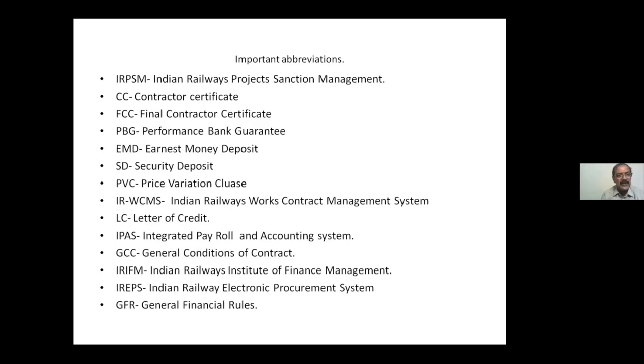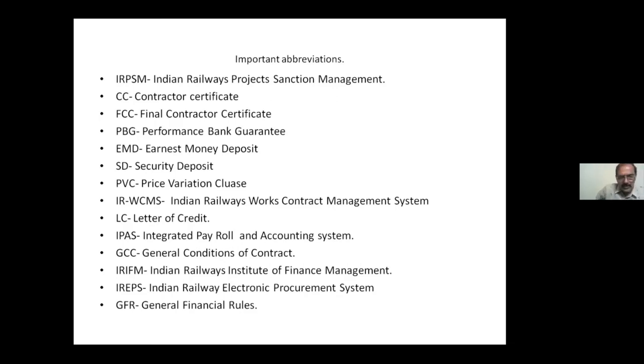It is a 14 digit number. The 14 digits are generated automatically by the system. Then what is CC? Contractor certificate. For all ongoing bills, which are called running bills, the nomenclature is generally CC1, CC2, CC3, like that. CC means contractor certificate.